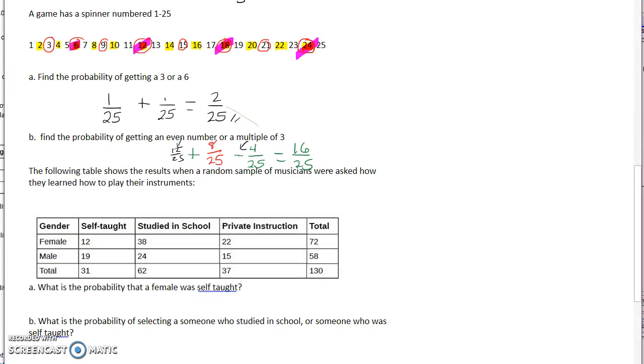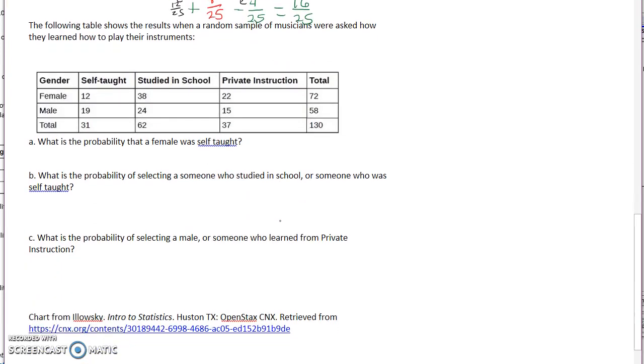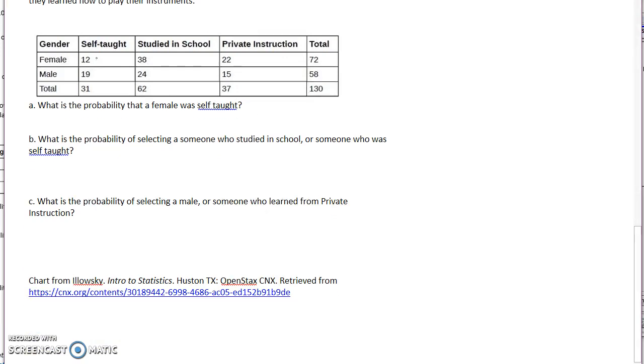All right, and then the last thing we're going to do today, we have a chart right here that says the following table shows the results when a random sample of musicians were asked how they learned how to play their instruments. So you can see this is the number of females who are self-taught right here, and it provides us the totals around the corners. If you don't see totals given to you when you start a problem, you're going to want to get those filled out. So the first problem says, what is the probability that a female was self-taught?